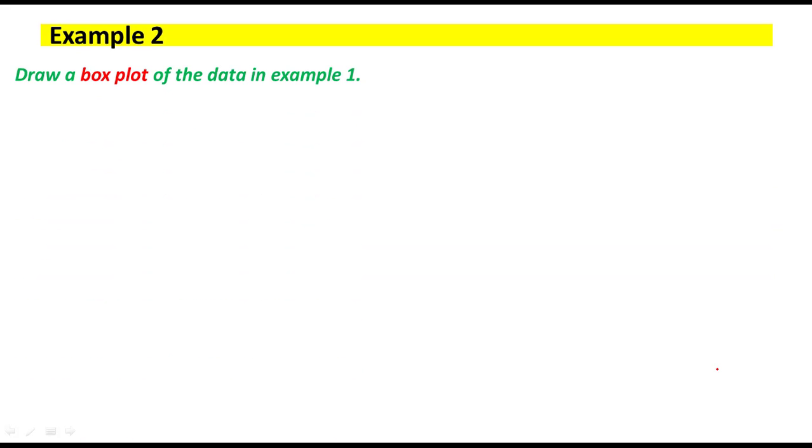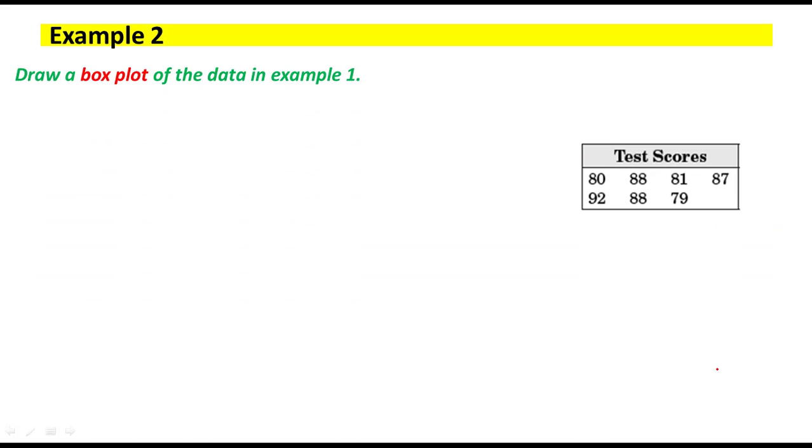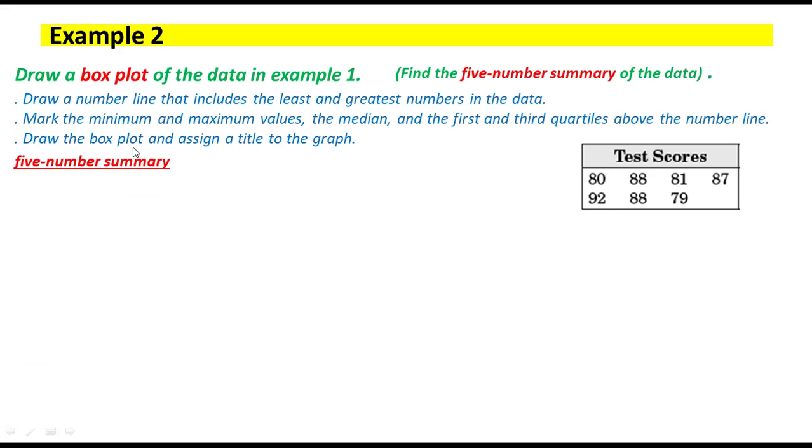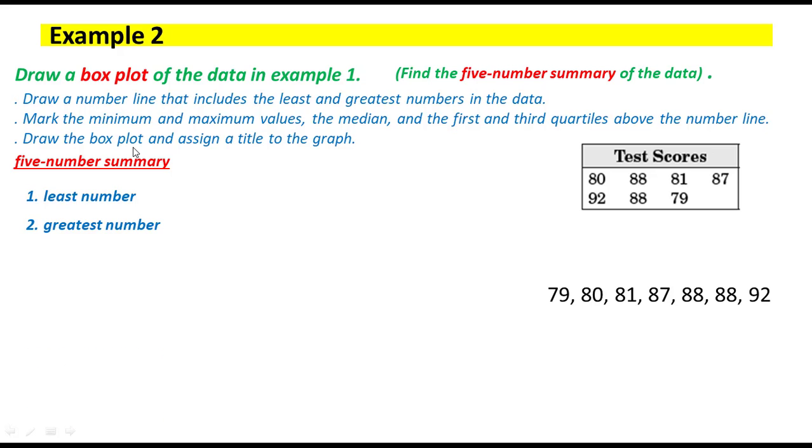Example number 2: we're going to draw a box plot of the data in example 1. I brought example 1 here. This is the 5-number summary. The 5-number summary is the least number, the greatest number, the first quartile, the median, and the third quartile. We're going to talk about each of these in detail. My least number here, I put them here in order, is 79, and my greatest number here is 92.